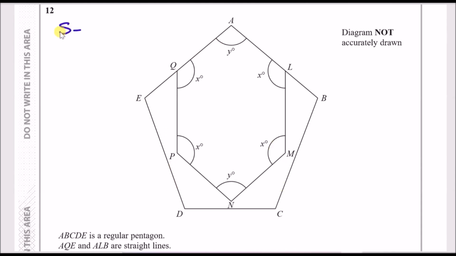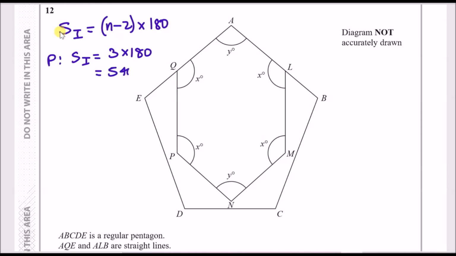Well, the sum of interior angles is n minus 2, so the number of sides take away 2, times 180. So for a pentagon, the sum of the interior angles is 5 take away 2, which is 3 times 180. And that should give us 540 degrees. So we know straight away that all of the angles in this regular pentagon must equal 540. And because it's regular, every angle here must also be the same.